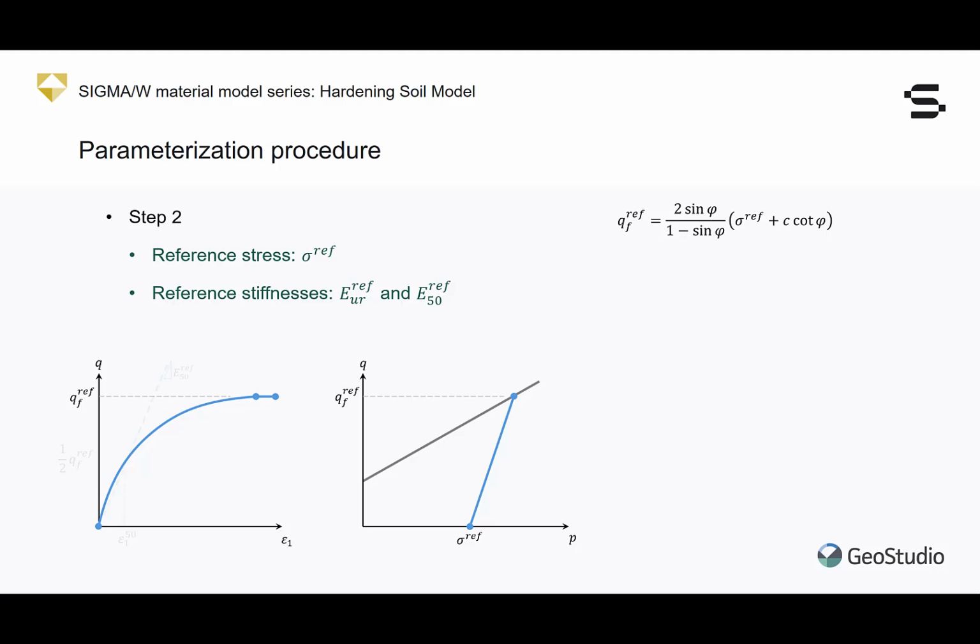The half-failure reference stiffness is the slope of a straight line that passes through the point carrying 50% of the failure deviatoric stress. The least squares method is applied again on the unloading-reloading branch of the stress-strain curve to calculate E subscript UR.